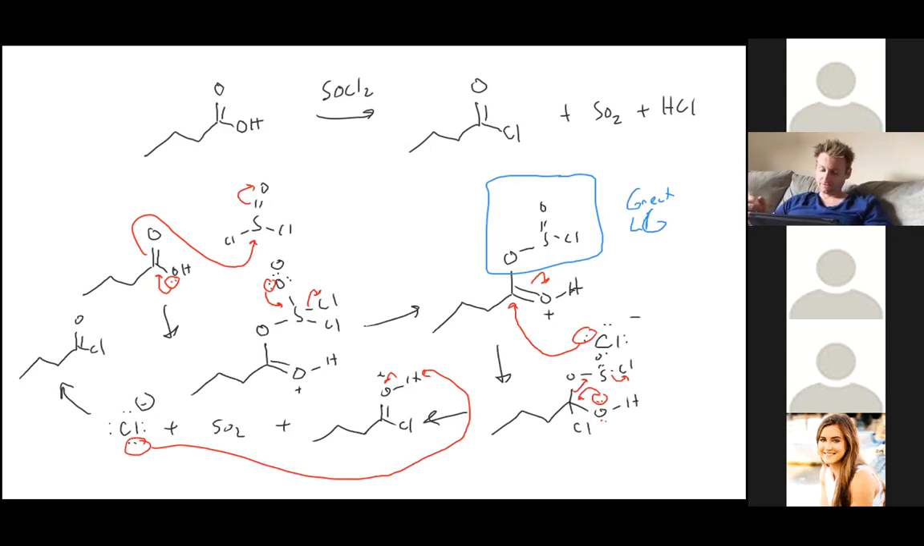All right, kind of a long mechanism. At the end of the day, really what you care about is making this acid chloride here. Once we've made an acid chloride, they're really useful, because they're highly reactive. This OH here was a bad leaving group. Alternatively, this chloride here is a really good leaving group.